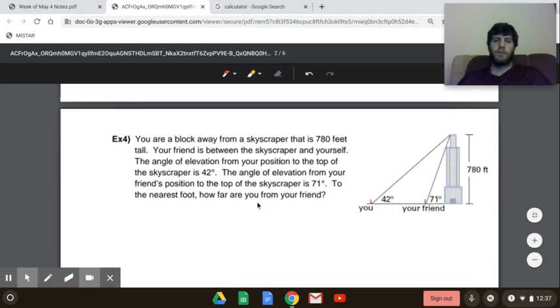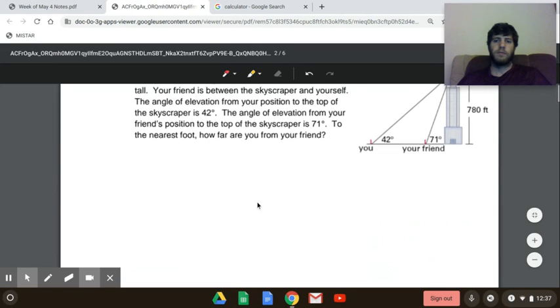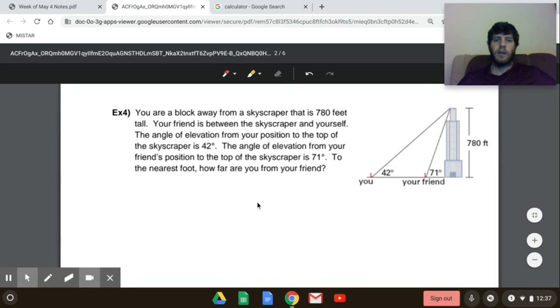All right, example 4 here. You're a block away from a skyscraper that is 780 feet tall. Your friend is between the skyscraper and yourself. So there's you, there's your friend, there's the skyscraper. The angle of elevation from your position to the top of the tower is 42 degrees. The angle of elevation from your friend's position to the top of the tower is 71 degrees, this angle here. To the nearest foot, how far are you from your friend? So we want to find this distance right here.